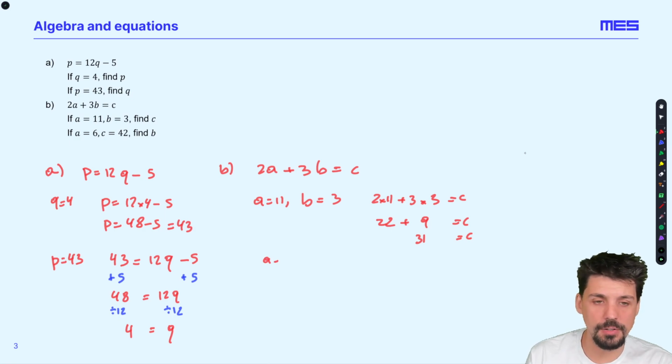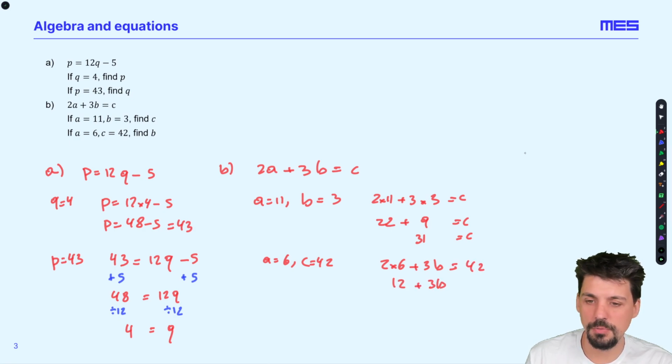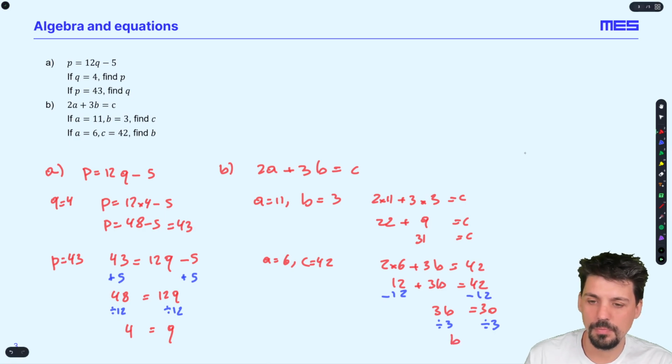Or I could tell you a is 6, c is 42, and we just replace those letters with those numbers. So 2 times a plus 3b is equal to 42. 12 plus 3b is 42, because I know 2 times 6. Take away 12 from both sides, and that will give me 3b is equal to 30. Divide both sides by 3 to get b is 10.